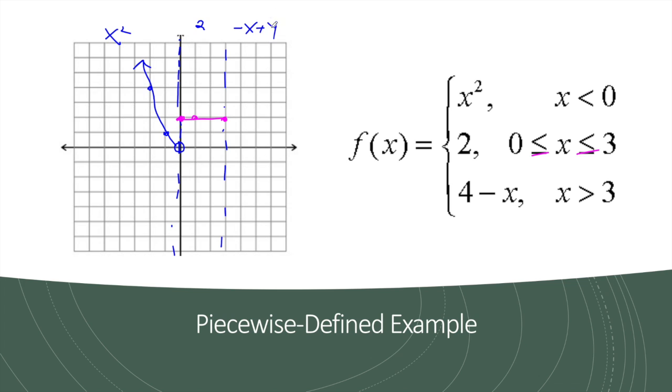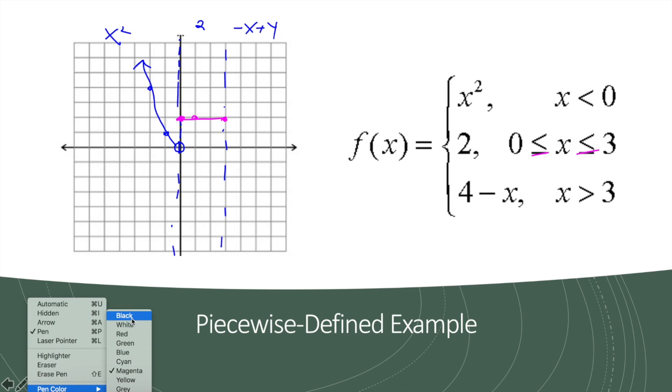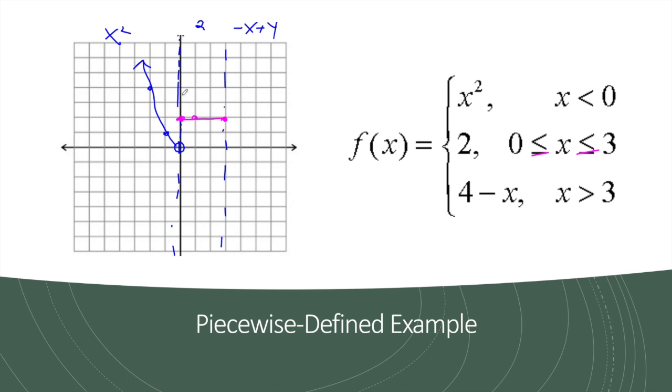Next, I have negative x plus 4. That's a line. It's going to have a negative slope. My y-intercept is 4, right? It's supposed to be over here. Let's go ahead and plan out what our graph would look like. So here's where my y-intercept would be. I've got a negative slope, negative slope, negative slope. Okay, here's the first point. It's going to be open because remember it's when x is greater than 3. There's no equal sign. And I've got a slope of negative 1. Down 1 over 1. Down 1 over 1. So here is the graph of my piecewise function.